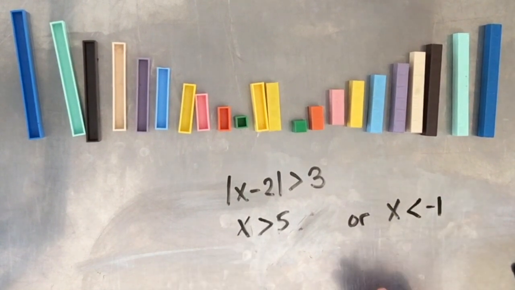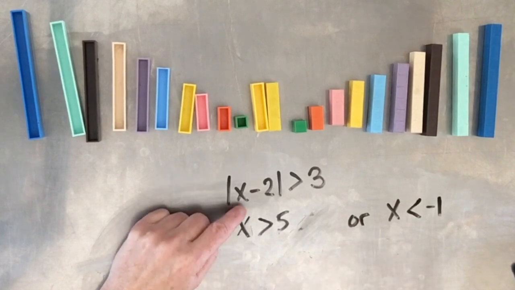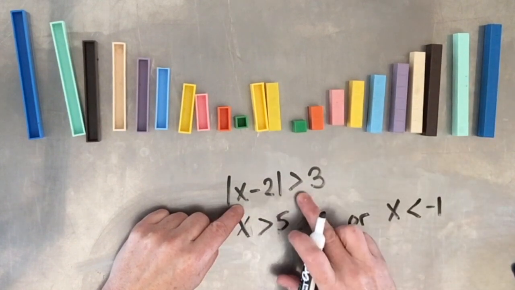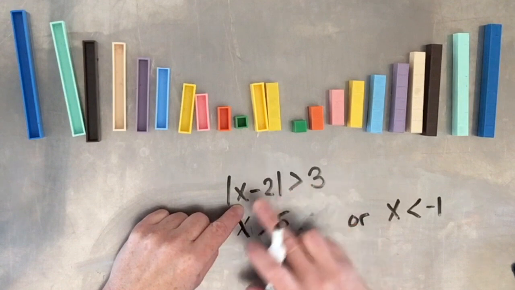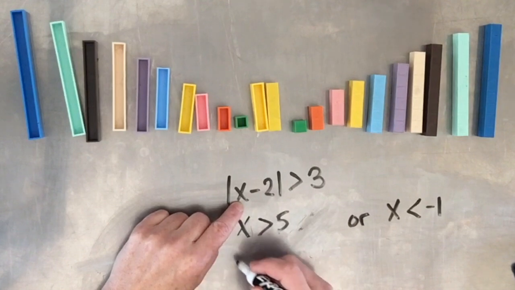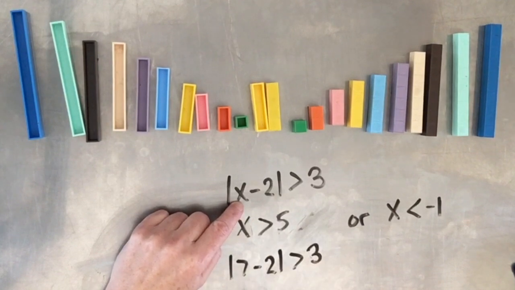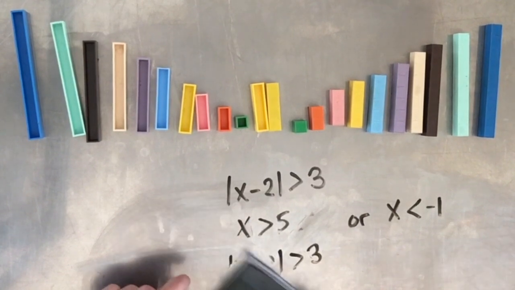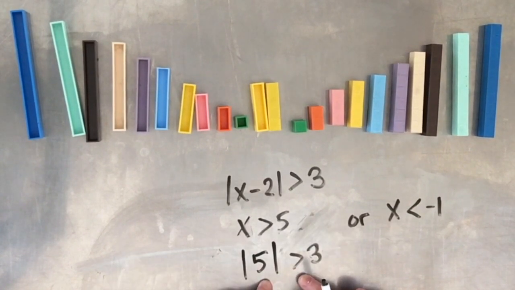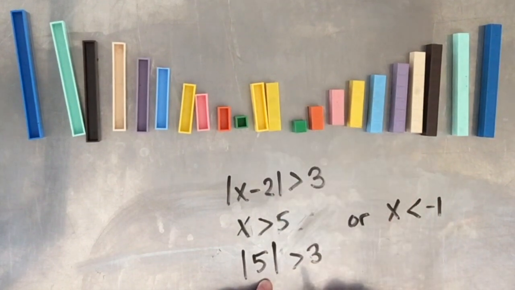Okay, so what that's saying is that if we put a number that's greater than 5 into here, this should be true, that we'll get steps greater than 3 away from 0. So let's try a number. Let's try 7. The absolute value of 7 minus 2 is greater than 3. Well, 7 minus 2 is 5, right? And is 5 more than 3 steps away from 0? Well, yeah, it is. It's 1, 2, 3, 4, 5, right?